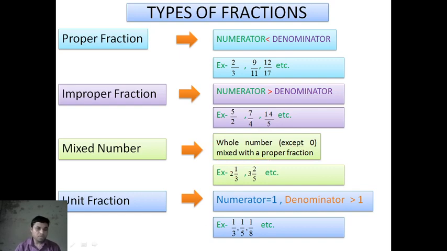Now unit fraction. The fractions are called unit fractions if the numerator is always 1 and the denominator is more than 1, that means greater than 1. See the examples: 1/3, 1/5, 1/8. Look here, all the numerators are 1, and the denominators 3, 5, 8 are more than 1.